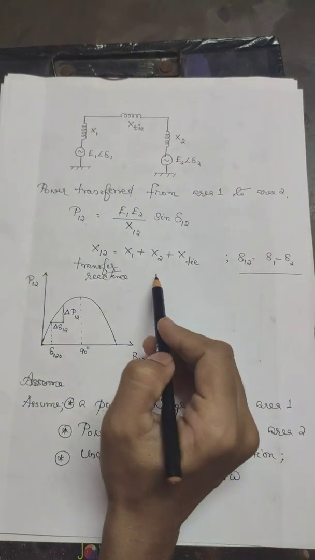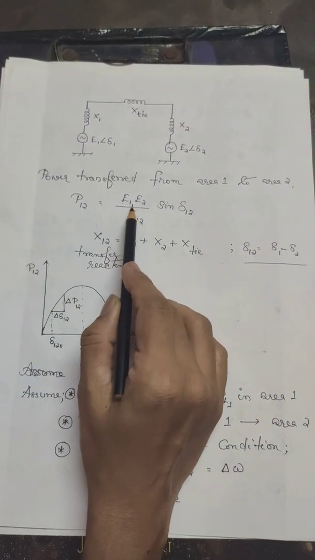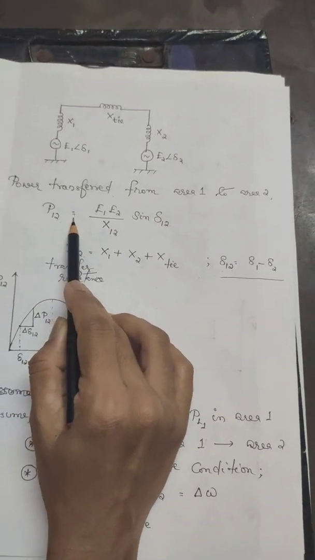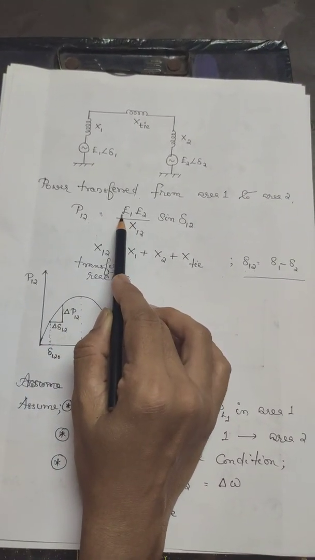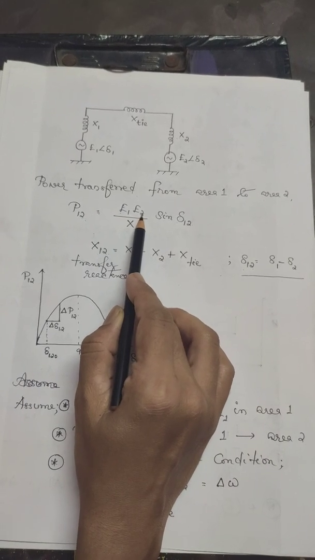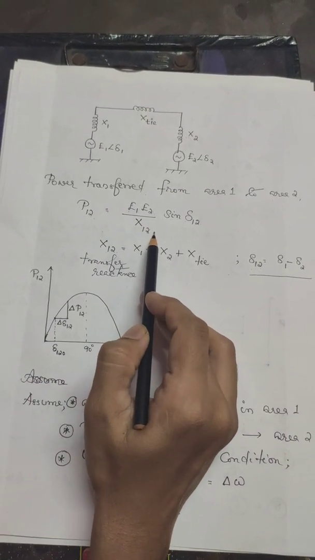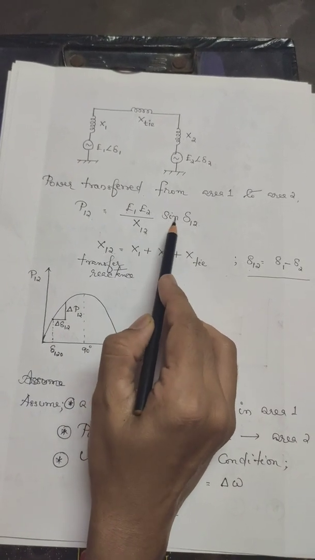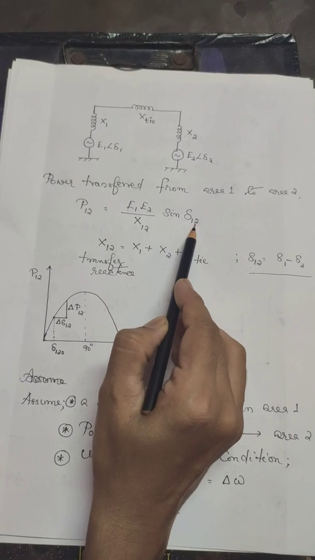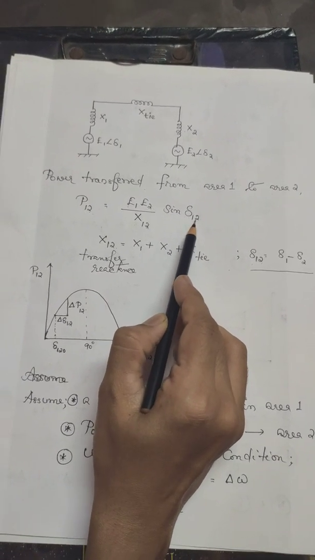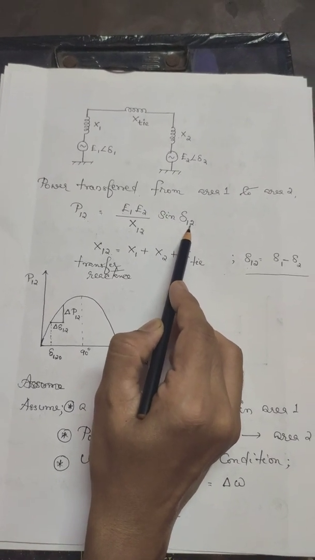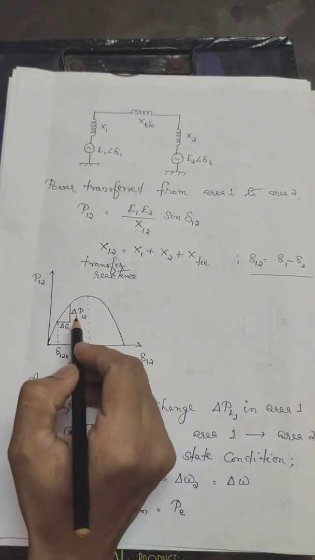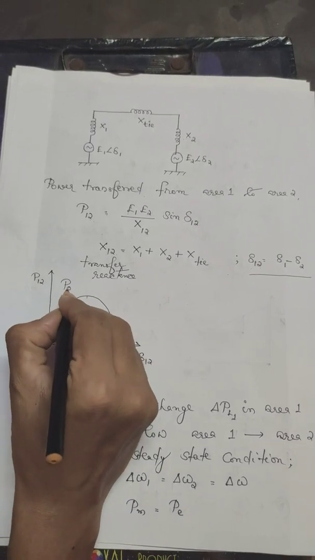So P12, the power transferred from area 1 to area 2, will be equal to magnitude of sending end voltage into magnitude of receiving end voltage divided by transfer reactance between sending end and receiving end into sine of delta 12, where delta 12 is the load angle or the angle between sending end voltage and receiving end voltage. So now let us draw the power angle curve.